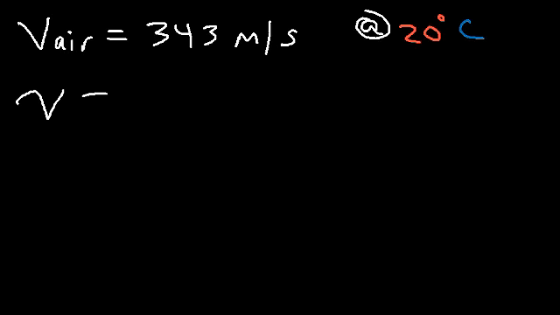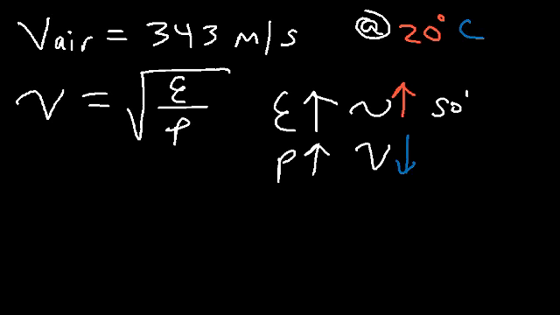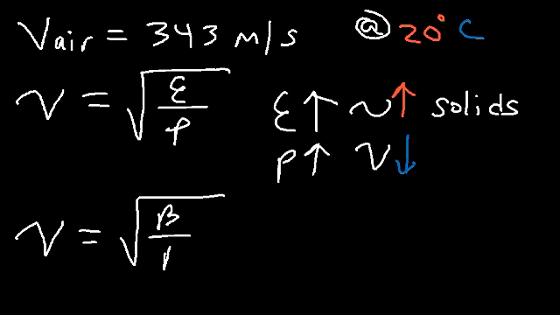For solids, the speed of sound is equal to the square root of the elastic modulus divided by the density. If you increase the elastic modulus, the speed of sound will increase. If you increase the density, the speed of sound will decrease. This equation applies for solids. For liquids and gases or any type of fluid, you can use the bulk modulus. If you increase that, the speed of sound increases.